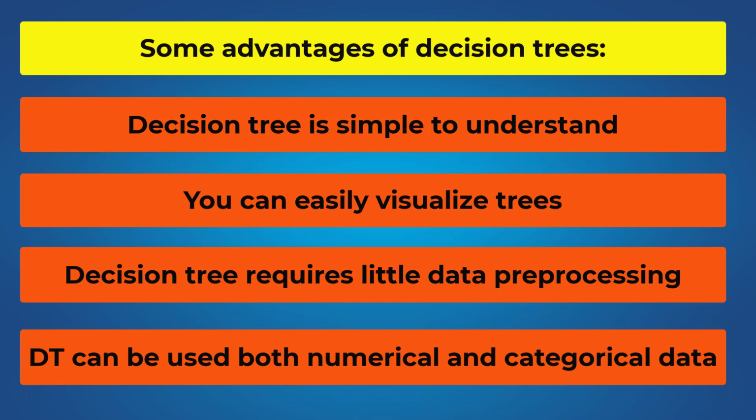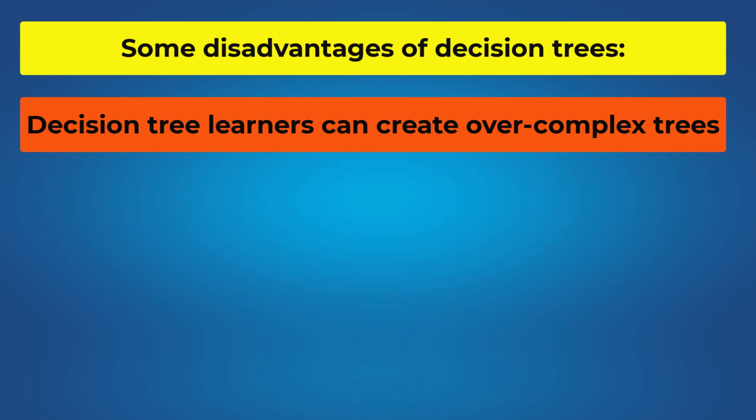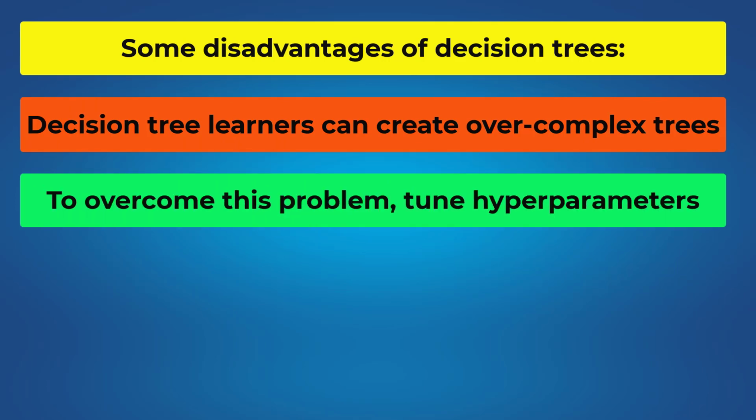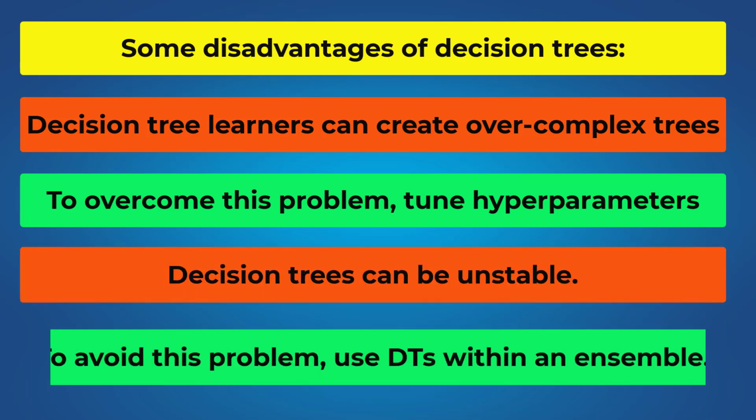Of course, decision trees have some disadvantages. Let's take a look at the disadvantages. Decision trees can create overcomplex trees that do not generalize the data well. To overcome this problem, you can use some methods such as setting the maximum depth of the tree, setting the minimum number of samples required at a leaf node, and pruning. Decision trees can be unstable. To avoid this problem, you can use decision trees within an ensemble.